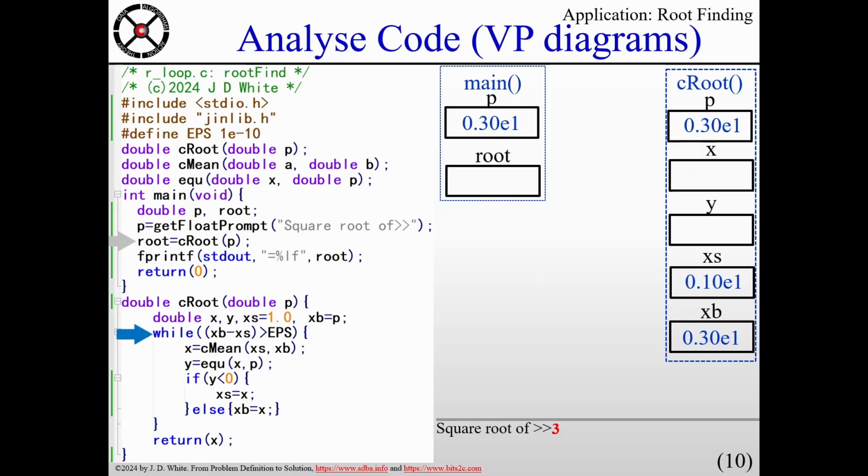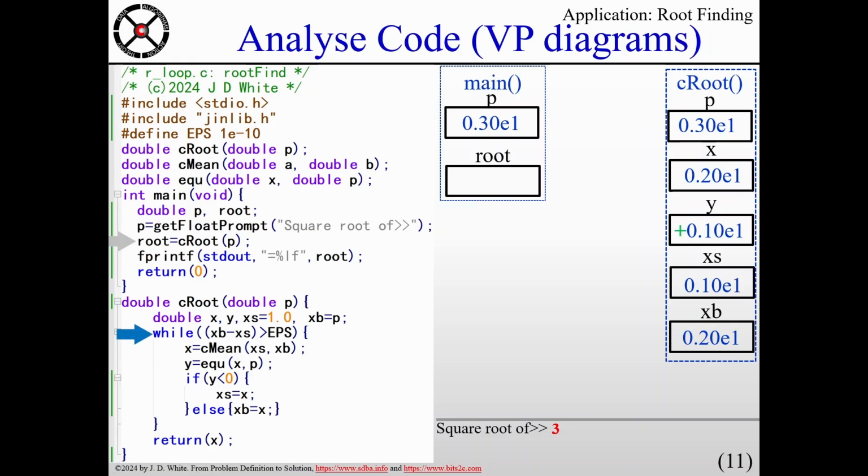Well, XB minus XS is greater than epsilon. Okay. I'm going to do this, and I can see basically it is, so I'm going to enter in and take the mean. I will then call the equation. The equation is going to return 1. Is y less than 0? No. So it jumps down to the else statement. So XB is now made to be equal to X. So this X value is put into XB.